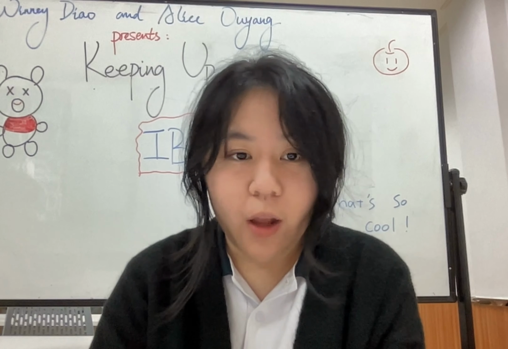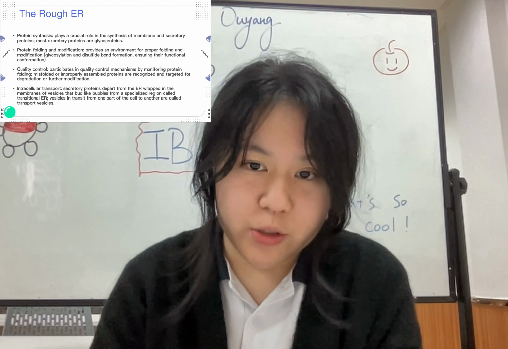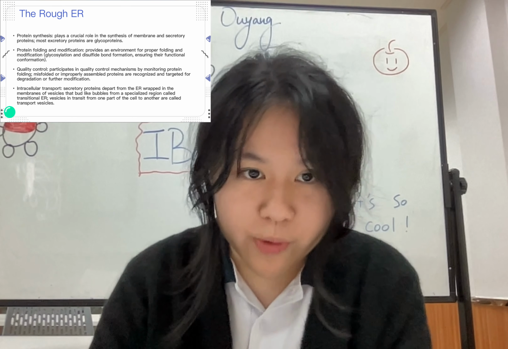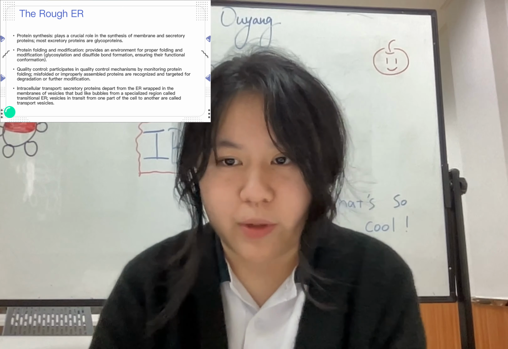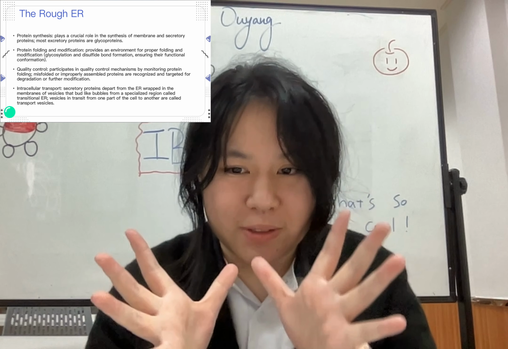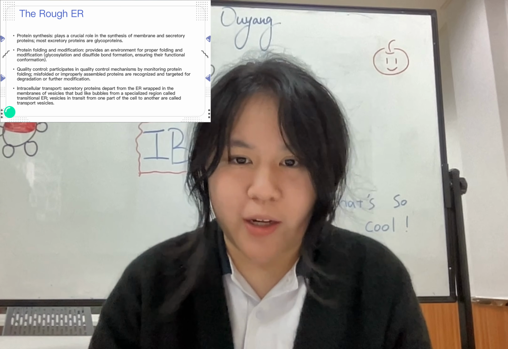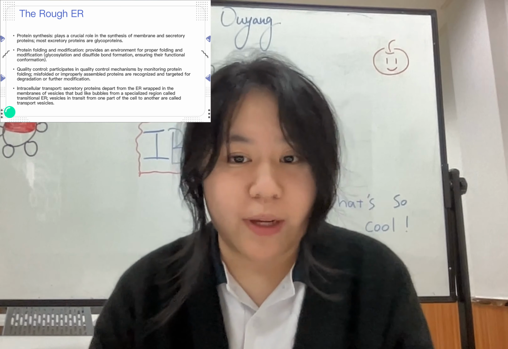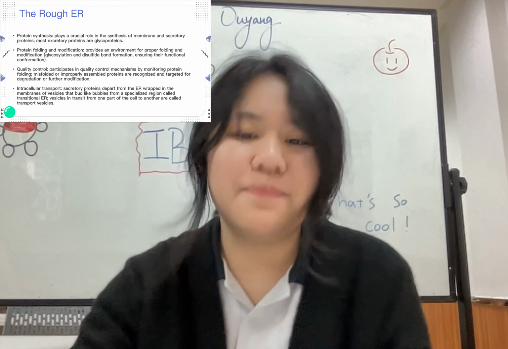Now, that's very cool. And finally, the RER is also a kind of highway for molecules, so it's very important in intracellular transport. Secretory proteins depart from the ER wrapped in membrane vesicles that bud like bubbles out of a special region called the transitional ER. Now, these vesicles transit from one part of the cell to another part of the cell, and they are called transport vesicles, very aptly named.